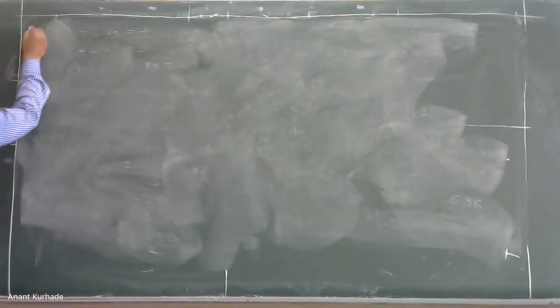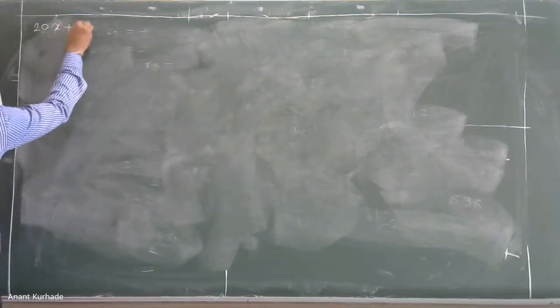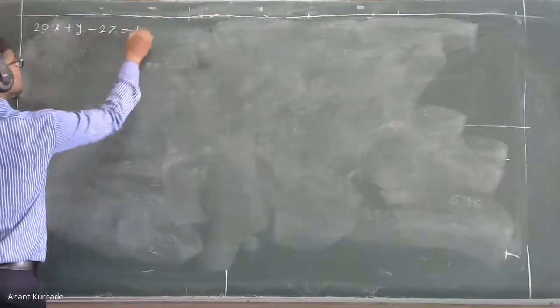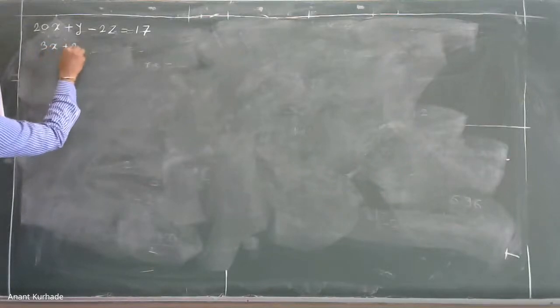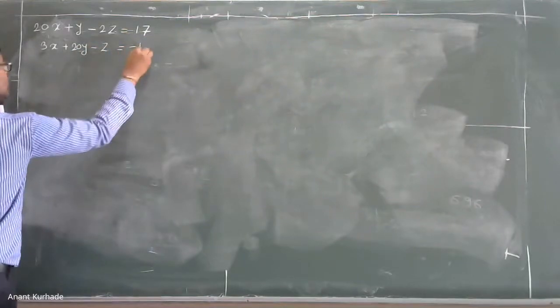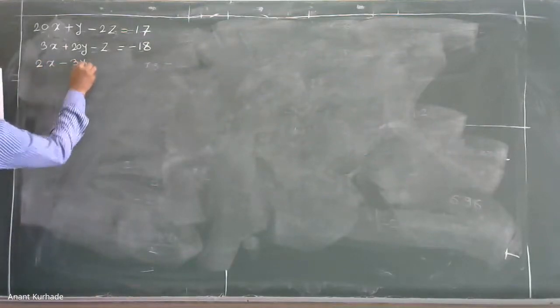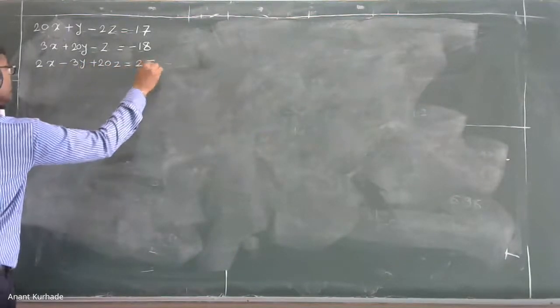Solve the problem by using the Jacobi iteration method. Now, given 20x plus y minus 2z is equal to 17. Next one, 3x plus 20y minus z is equal to minus 18. Don't confuse between 2 and z. Next one, 2x minus 3y plus 20z is equal to 25.